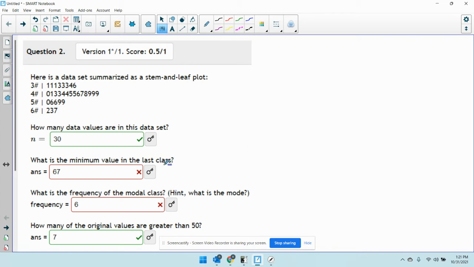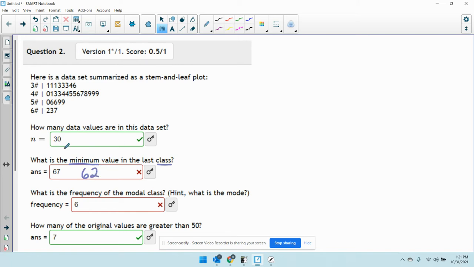When we have a stem and leaf plot and they tell us to look at a specific class, that's going to be the tens digit. So in this case, you're right. The last class is the 60s, but it's asking for the minimum value. So the smallest value in the 60s would be 62. We have 62, 63, 67. So the smallest would be 62.